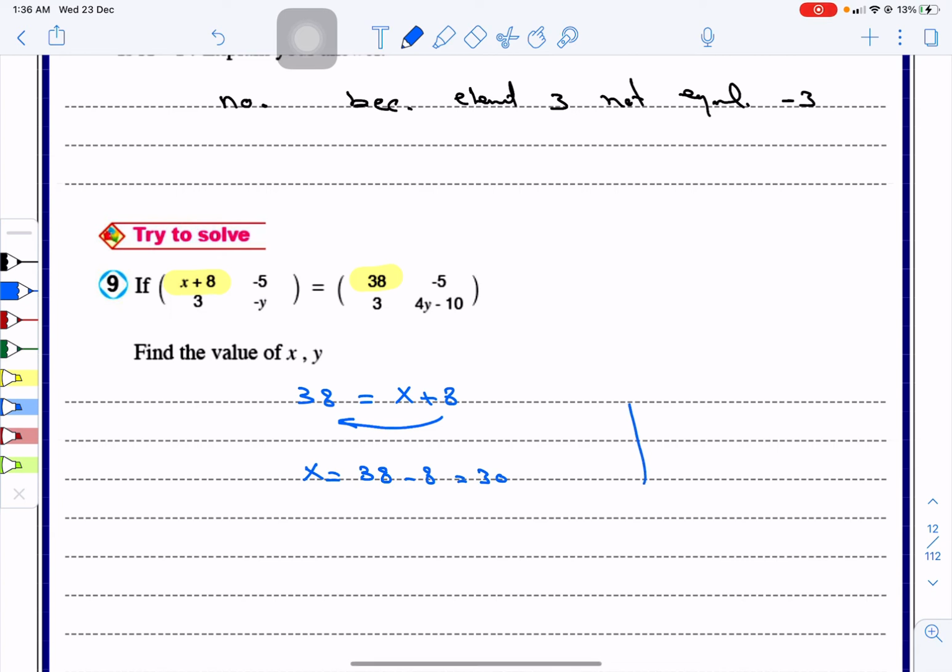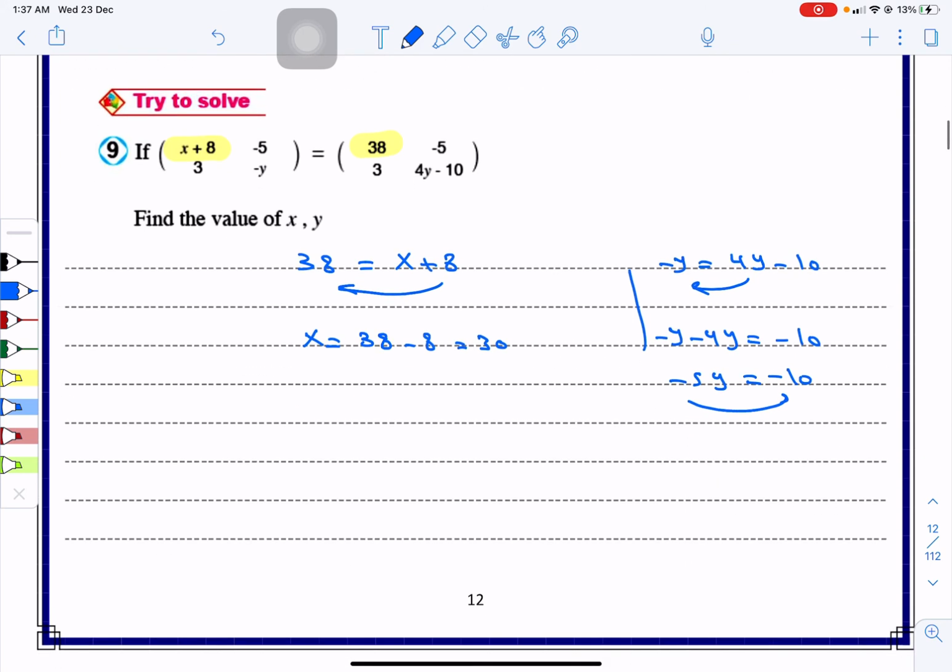And negative y equals 4y minus 10. So moving 4y to the other side, negative y minus 4y equals negative 10. So negative 5y equals negative 10. Dividing by negative 5, y equals 2.